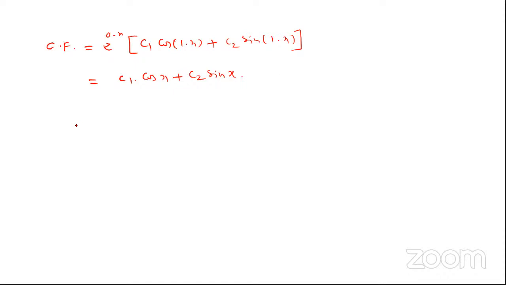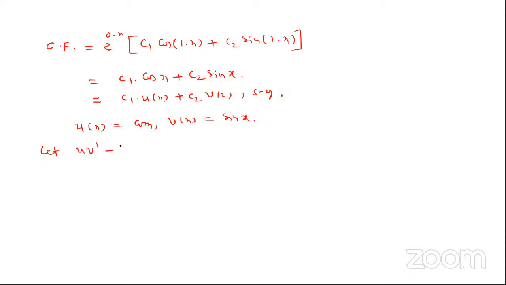While solving the given problem by variation of parameters, let us take the form of c1 into u plus c2 into v. So here the u(x) value is cos x, the v(x) value is sin x. Let us check the u v dash minus v u dash value. Why? Because it should never be zero, only then a of x and b of x values exist.